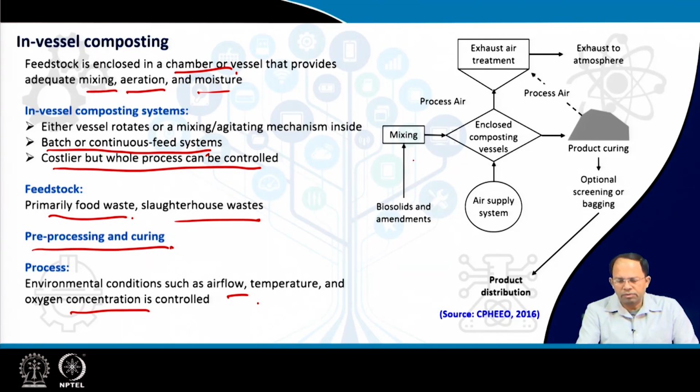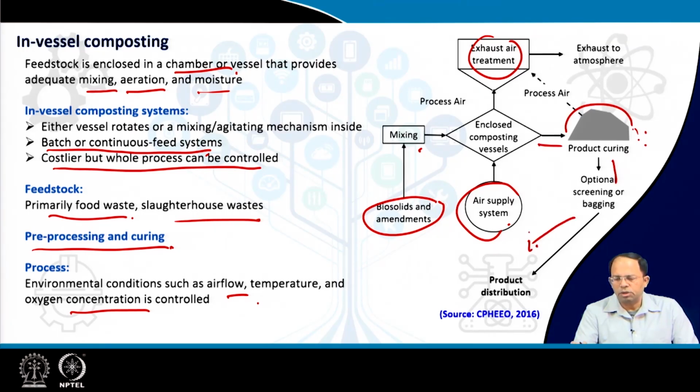This is where it shows biosolids and amendments are first put inside, it is mixed, then air is supplied, and exhaust air comes out, which needs to be treated. Then the final product comes out over here, which has to be finally cured, and after curing it is bagged and goes into distribution. After curing, whatever gases come out could be allowed to go to the atmosphere, or we can collect and treat them. The exhaust air could be treated before it is exhausted to the atmosphere.